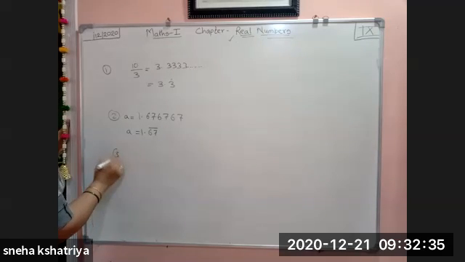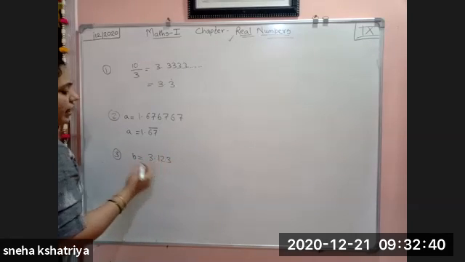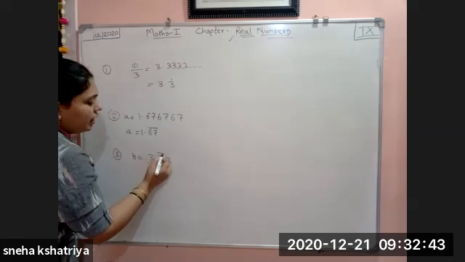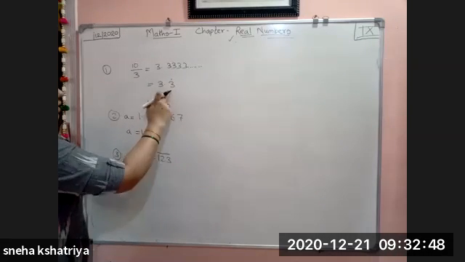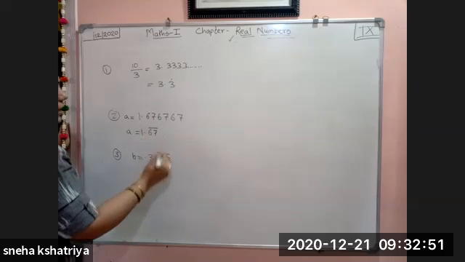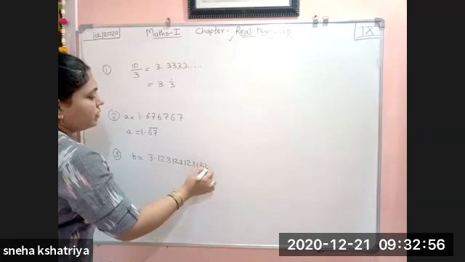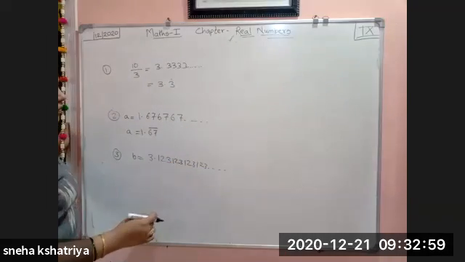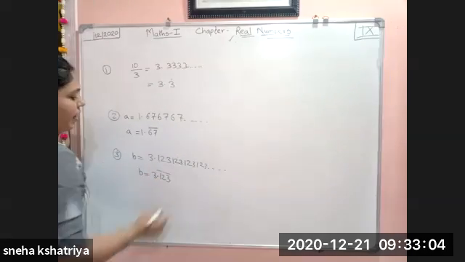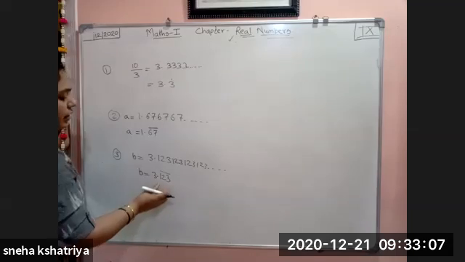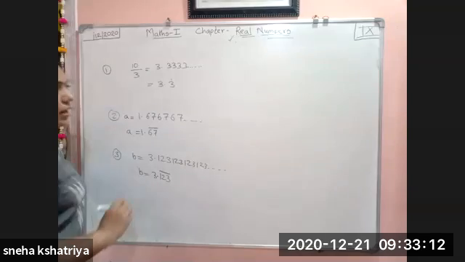And the third is, if we take 3.123, if three numbers are repeated, then we put the bar again. Whatever the numbers after the 3 are repeated, like 1 2 3 1 2 3 1 2 3 and so on, then we can write this as 3.123 bar. Only for the numbers which are repeated, only for those numbers you have to take a bar.